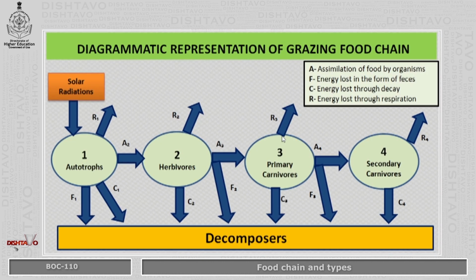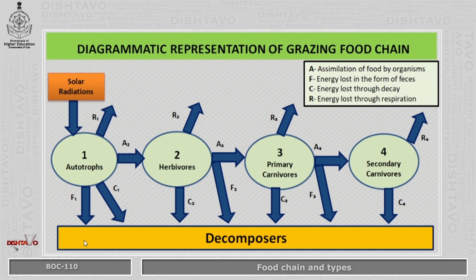Coming to the diagrammatic representation for grazing food chain. Here how the energy transfer takes place is shown. From the first trophic level, the energy is transferred to the herbivores. Then from here it is transferred to the 3rd trophic level. From the 3rd trophic level, it is transferred to the 4th trophic level. And the major source of energy in this is solar radiation.